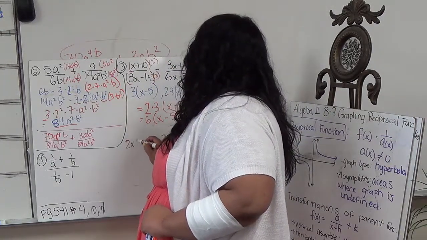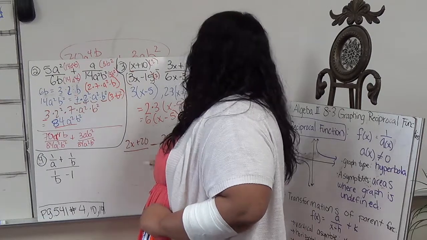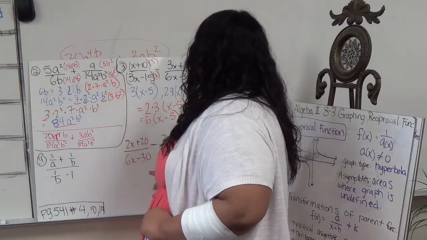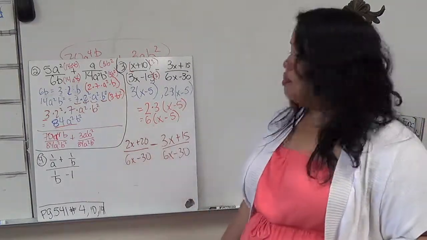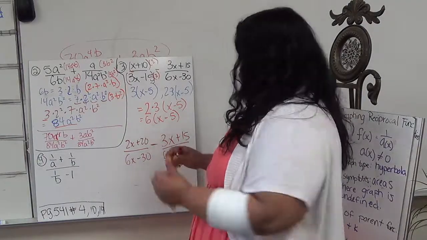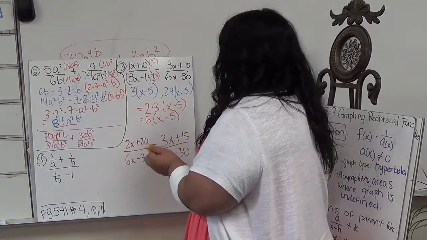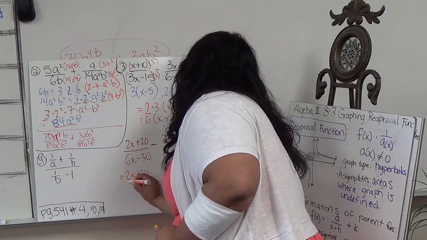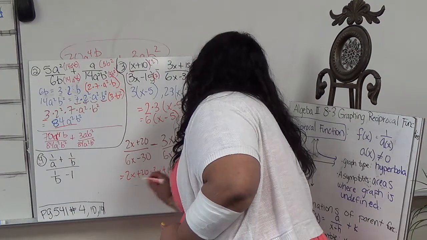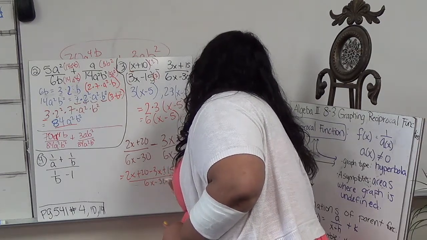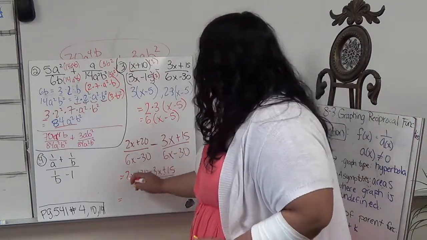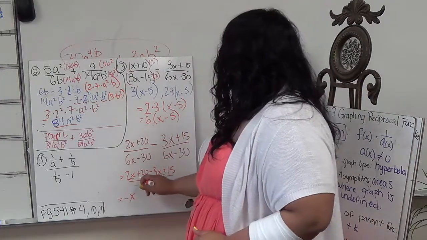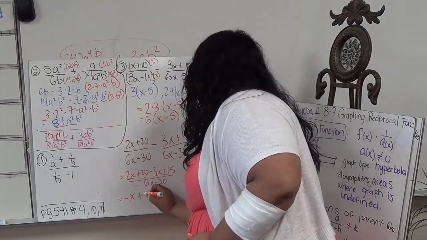So I end up with 2x plus 20, and I should end up with exactly this. 2 times 3 is 6x, 2 times negative 15 is negative 30. If these are not the same, I can't move on. All right? Once they are the same, then I can put them into one fraction. 2x plus 20 minus 3x plus 15 all over 6x minus 30. Now I can combine like terms. 2x and minus 3x is negative x, and then 20 plus 15 is plus 35.